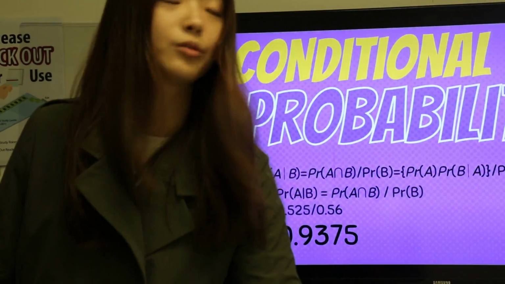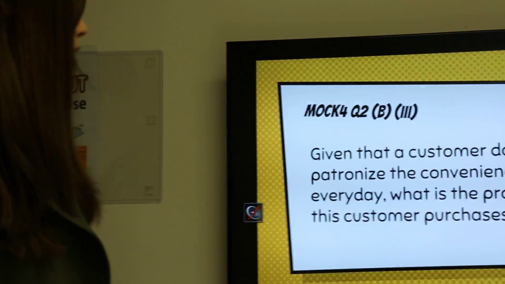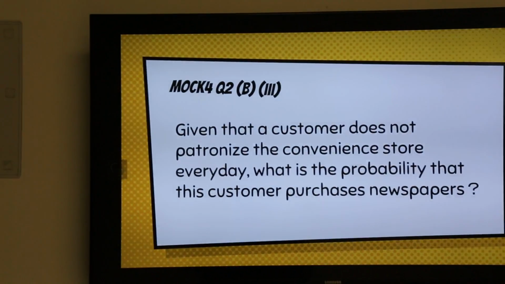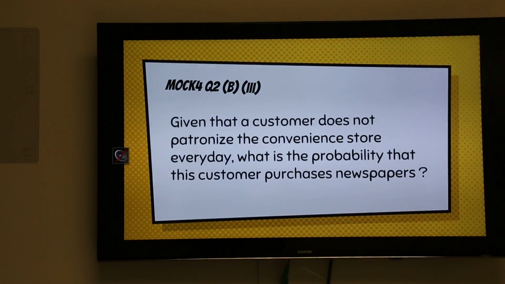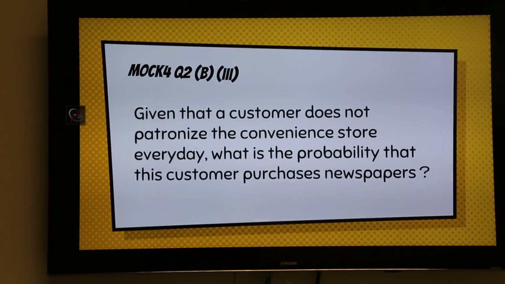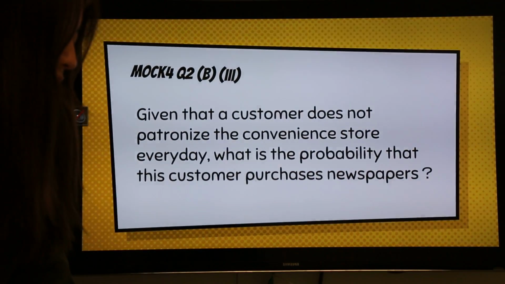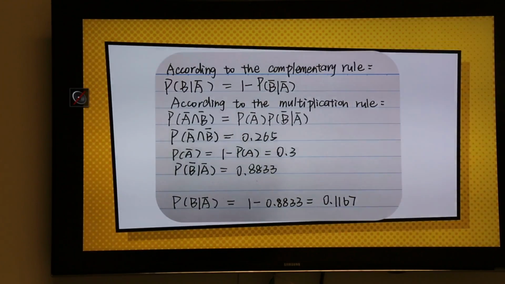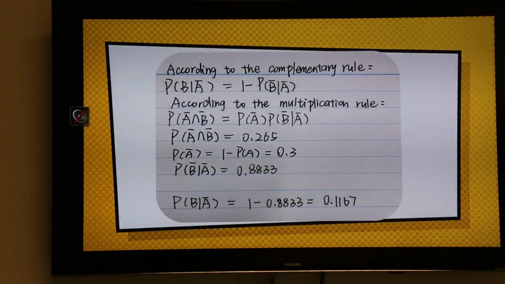I'm Alison, and I will deal with question 3. This question asks, given that a customer does not patronize the convenience store every day, what is the probability that this customer purchases newspapers? This question asks us, given A bar, what is the probability of B happening?